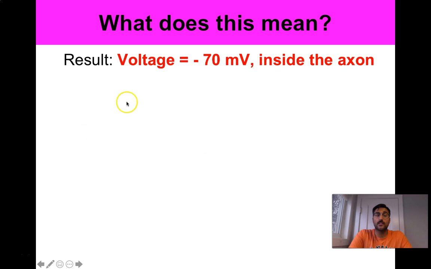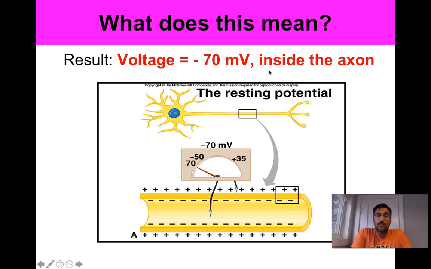Okay, so the results here before we end the video. There's a negative 70 millivolt charge inside the axon at rest because the inside is more negative compared to the outside.